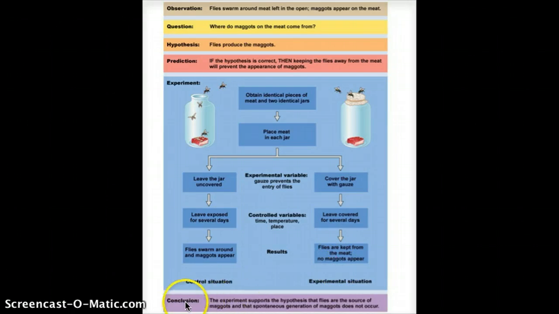So his conclusion then was that the experiment supports the hypothesis that the flies are the source of the maggots and that spontaneous generation of maggots does not occur. All right.